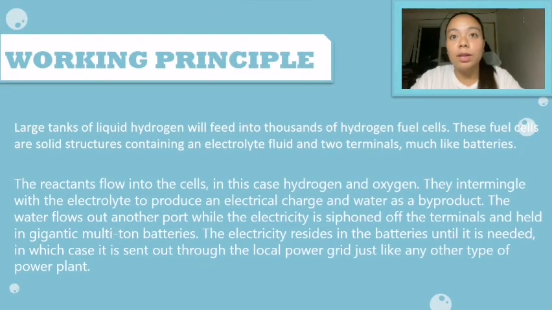The reactants flow into the cells, in this case hydrogen and oxygen. They intermingle with electrolyte to produce an electrical charge and water as a byproduct. The water flows out another port while the electricity is siphoned off the terminals and held in gigantic multi-ton batteries. The electricity resides in the batteries until it is needed, in which case it is sent out through the local power grid just like any other type of power plant.